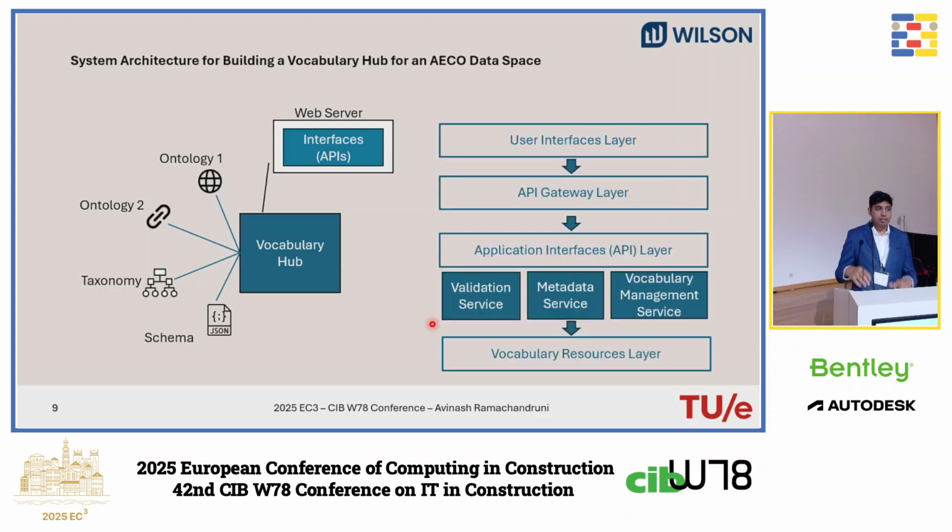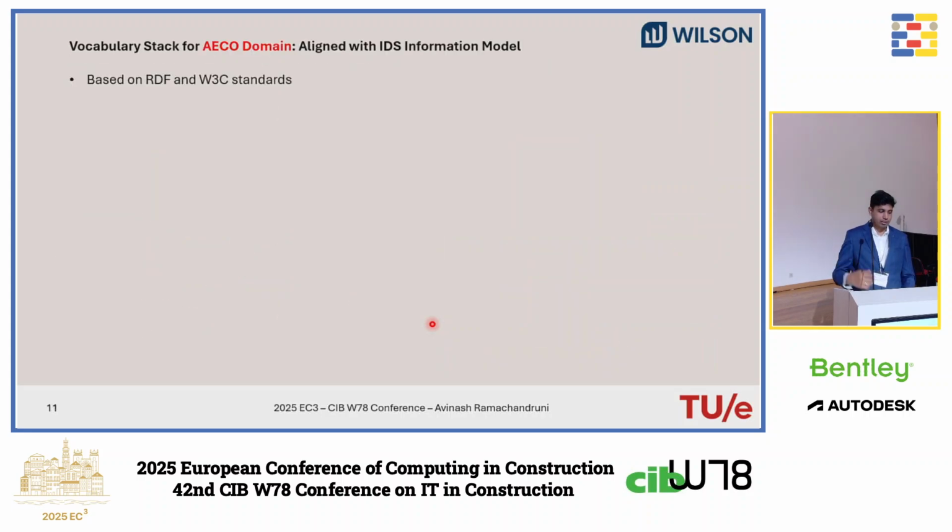And in this work, we have presented a layered architecture for creating a domain-specific vocabulary hub, where the bottom layer is the vocabulary resources, and moving upwards, we have the services layer with different vocabulary services. Like I mentioned, it is not just for discovery, and moving above is the API gateway and the user interfaces layer.